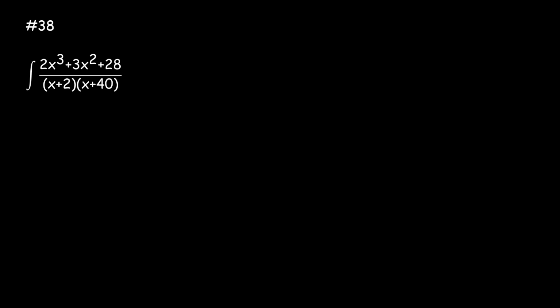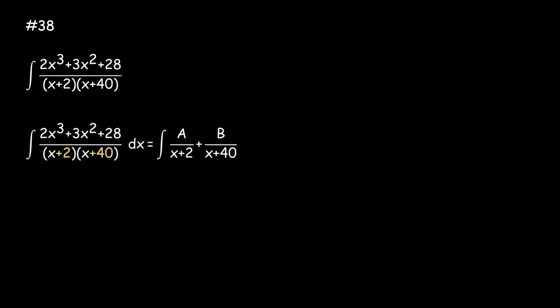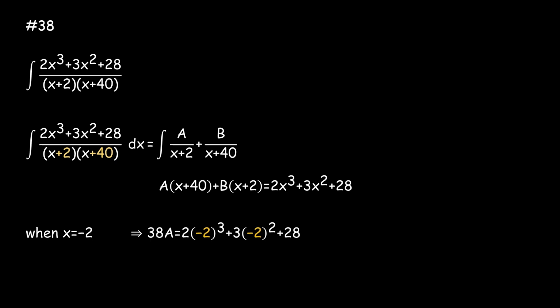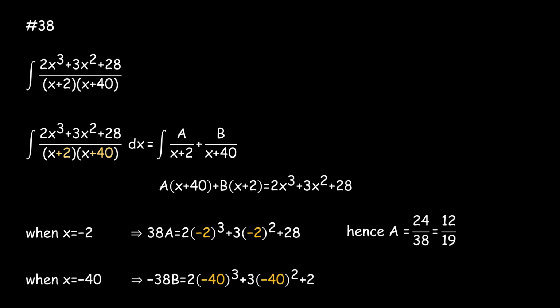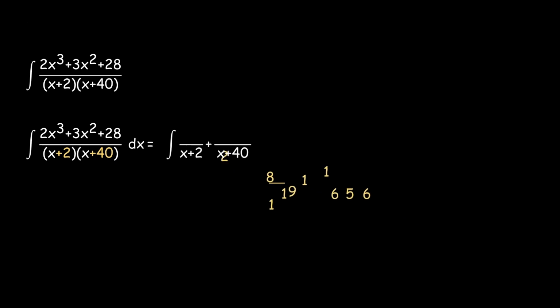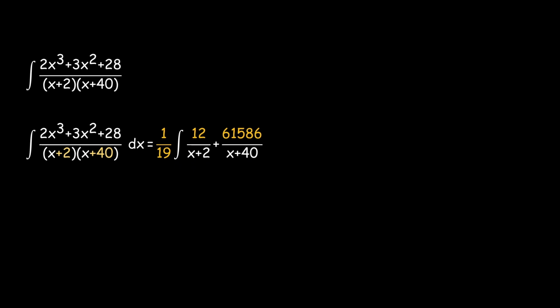So this question requires partial fractions and a difficult partial fraction. So we can let A and B be the variables we use, and then we focus just on the numerator and then the elimination method as always. So I'm not going to go very much in depth with this, but if we have x equal to -2, we'll get the value of A, which is 12/19. And we have x equal to -40. We will have the value of B, which is 61,586/19.